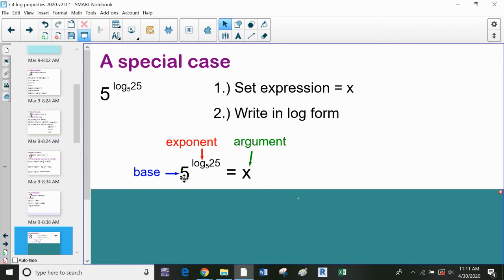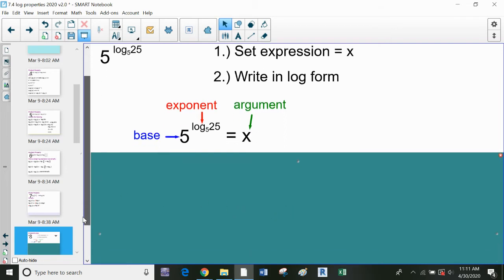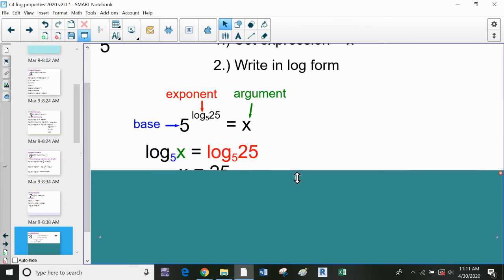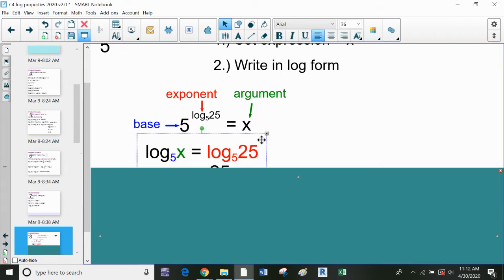First thing I did was I have 5 to the log base 25. I said set it equal to x. Now I have a base raised to an exponent that equals an argument. So we're going to go ahead now and write this in log form. And remember, if you look at your 7.3 notes, if you don't remember how to do that. But what we have is we write the word log. There's our base. Our argument now goes right in on this side of the equation. And the exponent, which was a very weird log base 5 of 25, gets its own side of the equation.